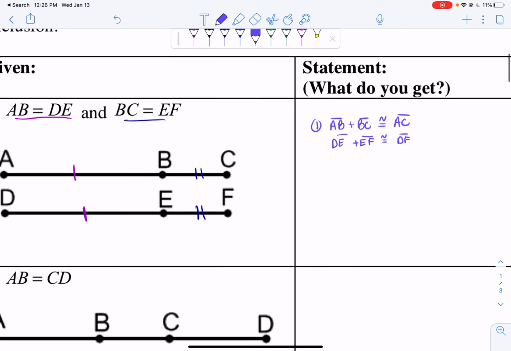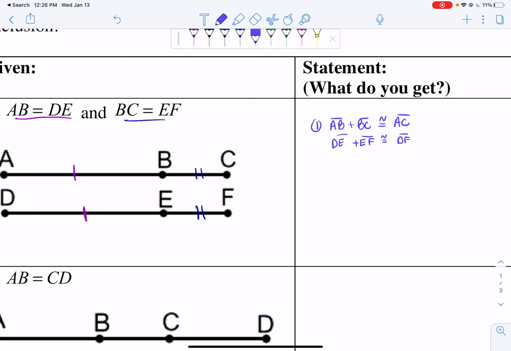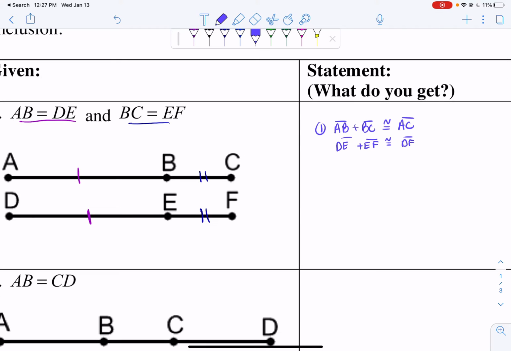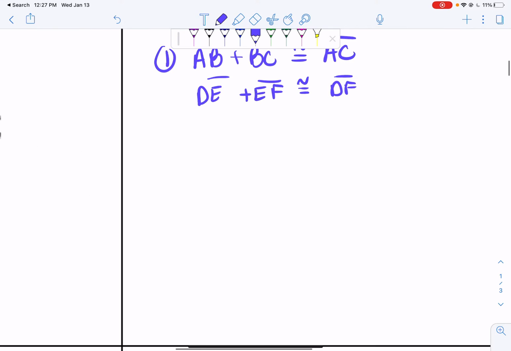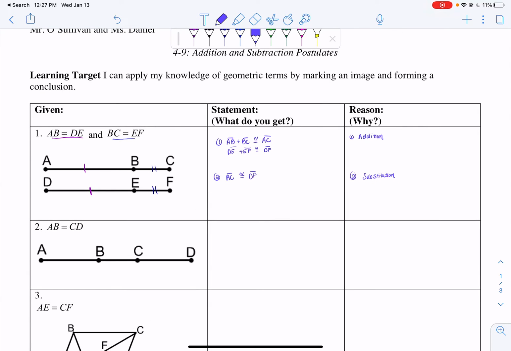Now, since I have one tick mark plus two tick marks on both, I can say that AC is congruent to DF. But my reasoning isn't going to be addition, it's going to be substitution, because you're substituting what you just concluded. Okay? Now let's go on to our next example.